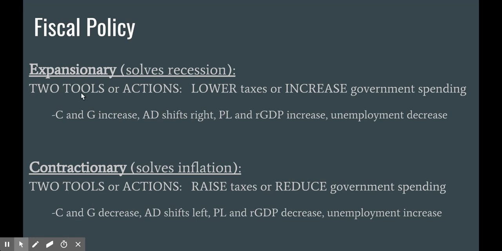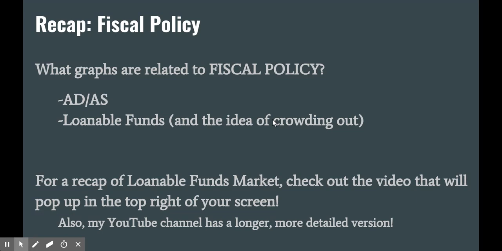And really, if you know expansionary, you know that the opposite is contractionary. So if you really dig in and remember expansionary, you can just flip it to deal with contractionary, which is down here. So this just gives you the impact of these two tools on consumption and government spending and how that affects AD. And then when we shift our curve on the ADAS graph, what happens to price level, GDP, and unemployment. So these are the two graphs that relate to fiscal policy.